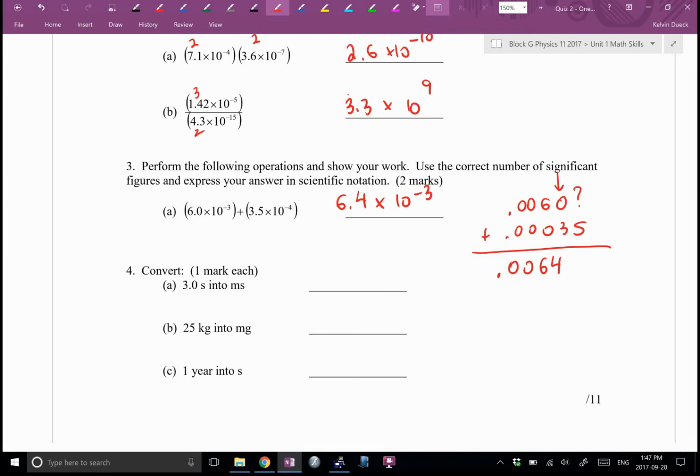Mandy, how many marks was this question worth? Probably 1 mark for the 6.4 and 1 mark for the 10 to the negative 3. Okay? Convert.